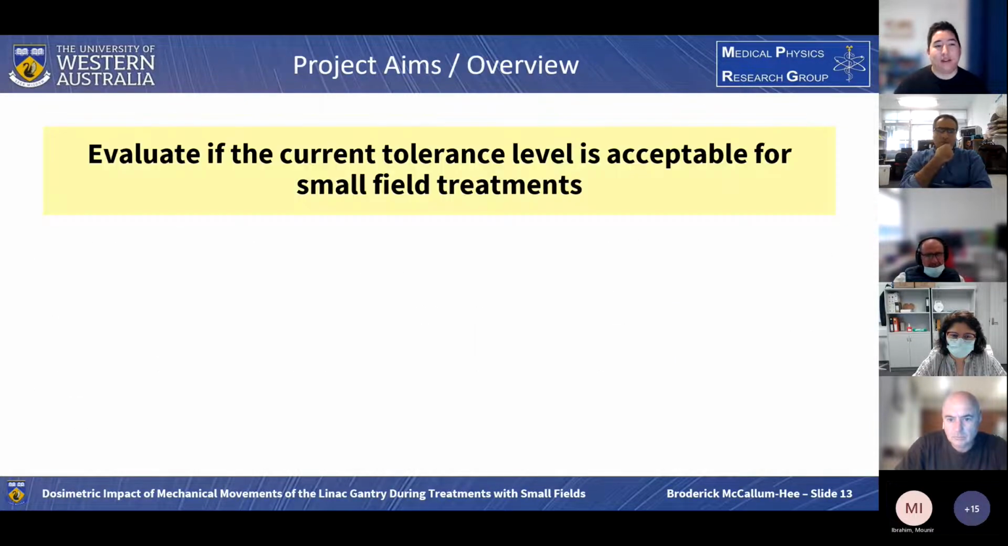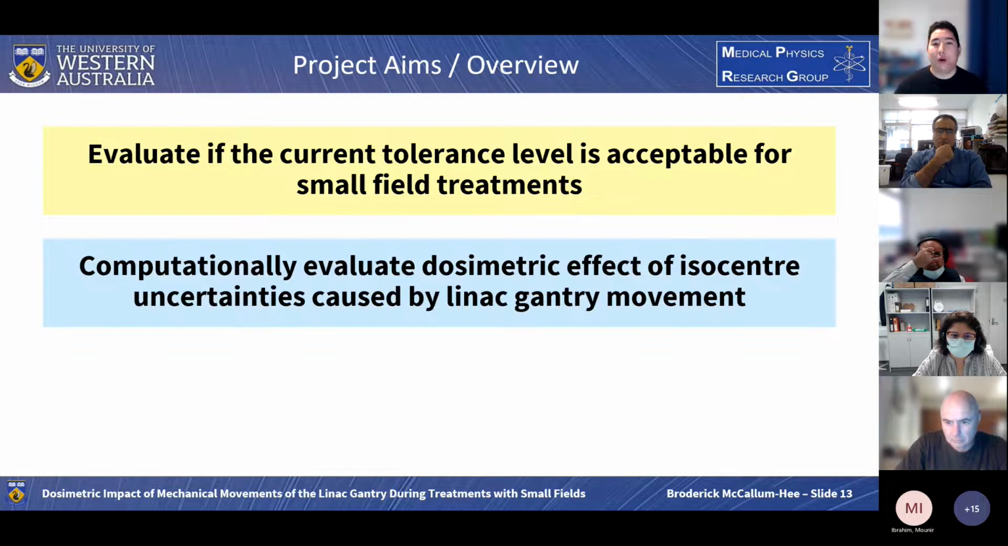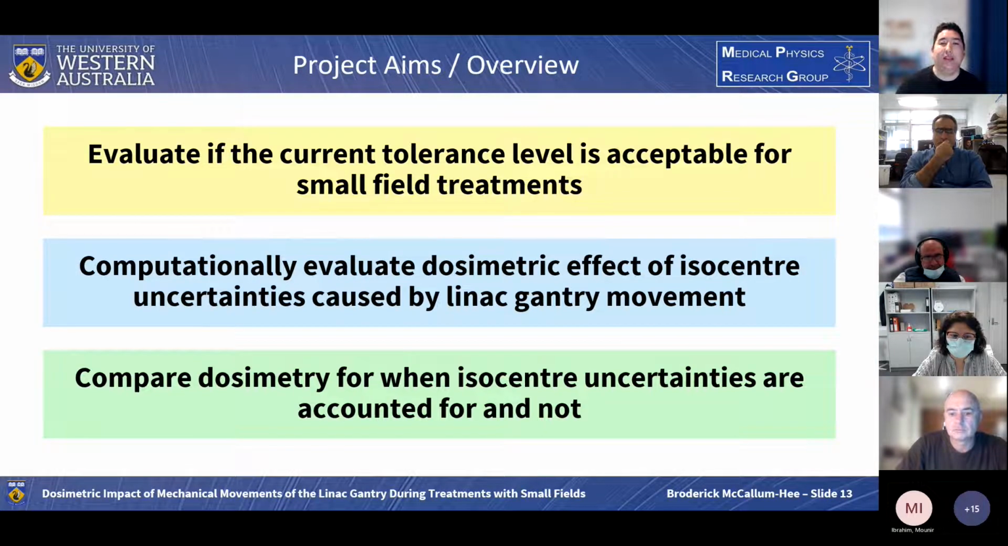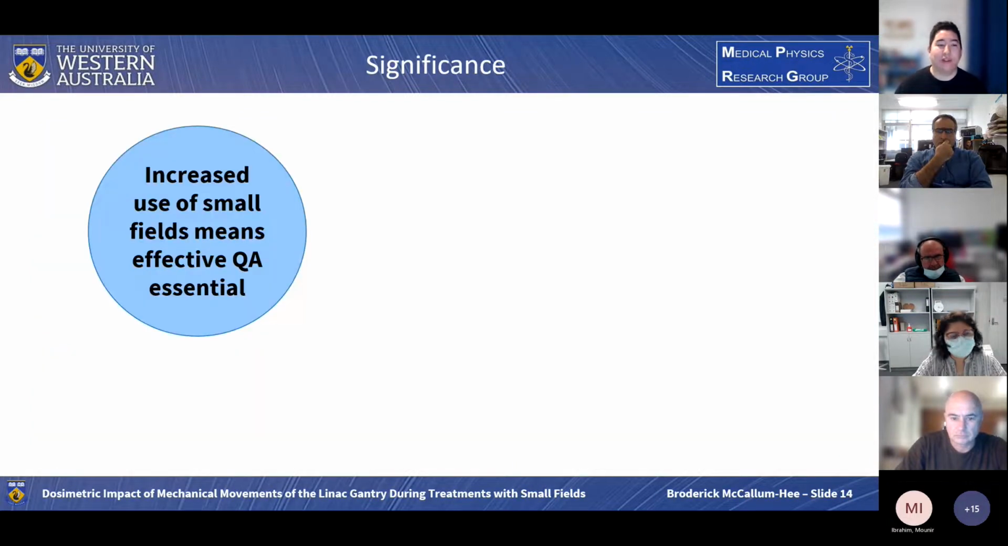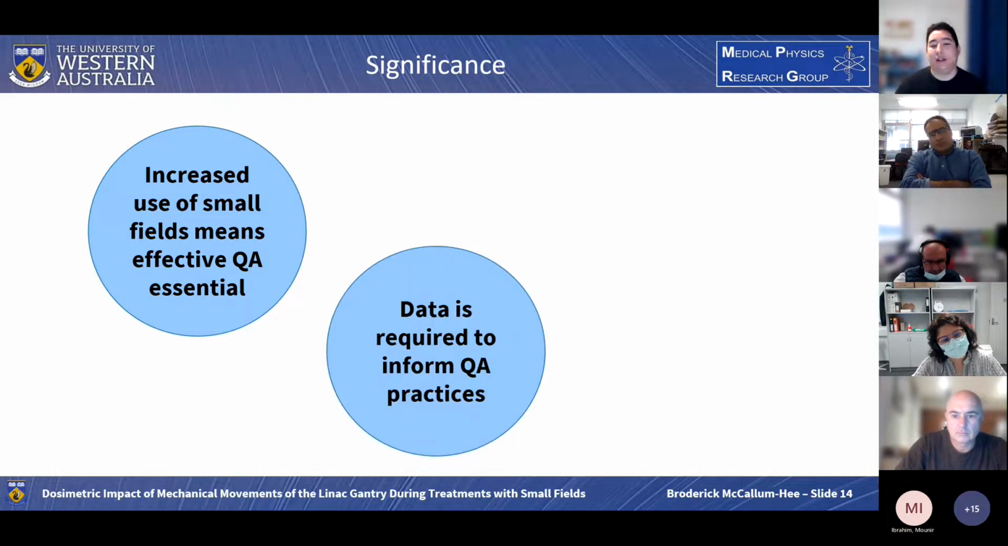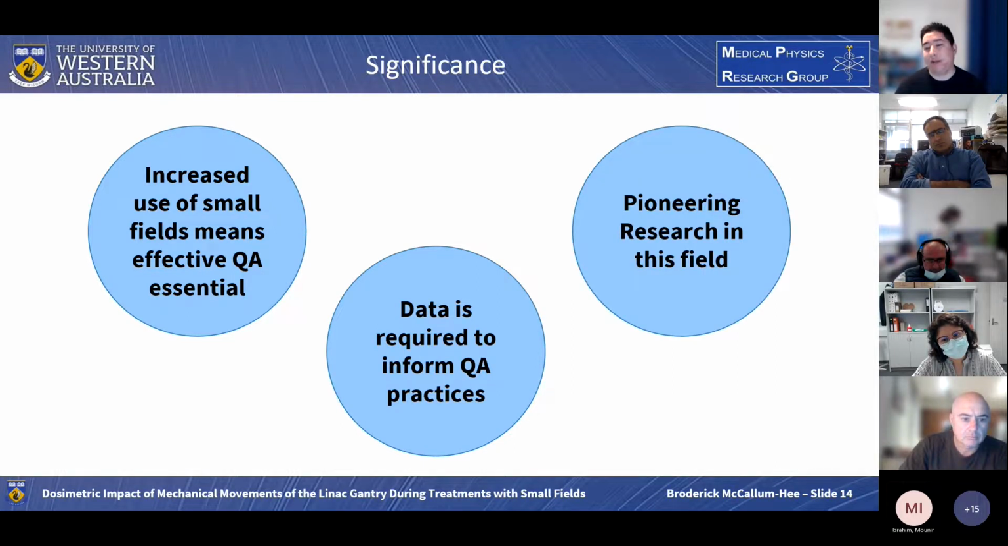So, this project aims to evaluate if the current tolerance level is acceptable for small field treatments, to computationally evaluate the dosimetric effect of isocentre uncertainties caused by Linac gantry movement, and to compare the dosimetry for when these isocentre uncertainties are accounted for and not. The significance of this, which I've highlighted through the literature explanation, is that we're seeing an increased use of small fields, and that means we need an effective quality assurance program. To develop that, we need data so that we can inform our practices and make clinical decisions that will result in optimal patient outcomes. And finally, this project was pioneering research in this field.